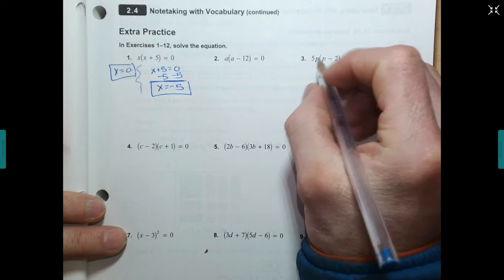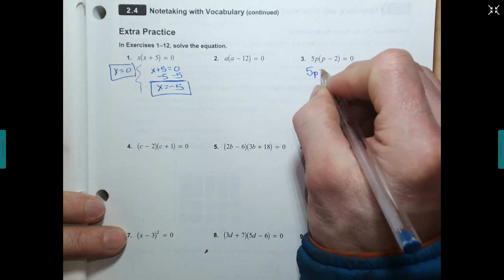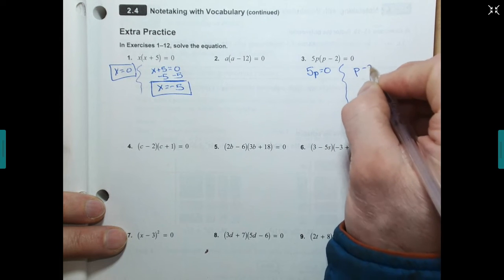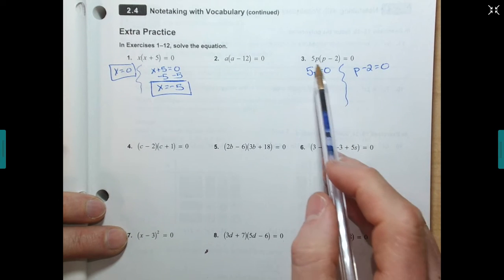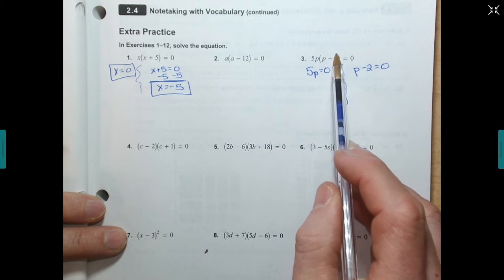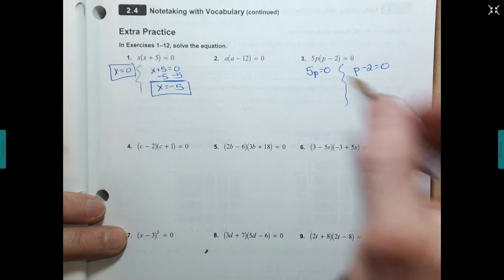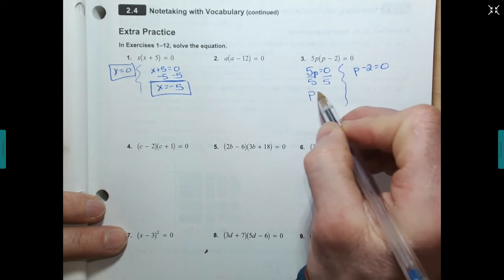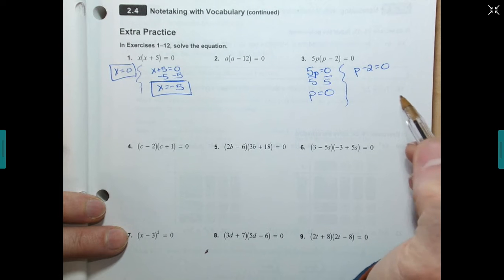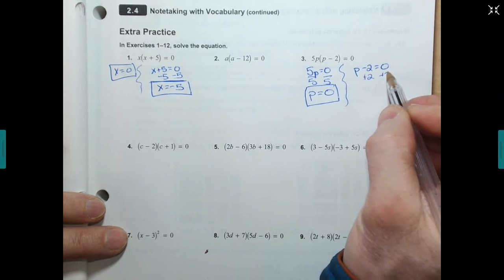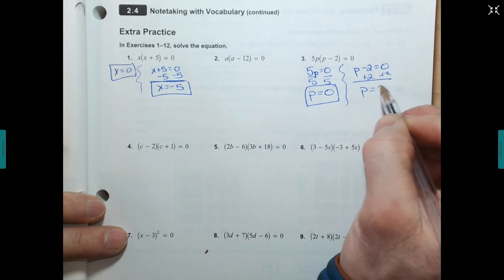Well, how about this one? Split it into two equations. 5p equals 0 and p minus 2 equals 0. So you see I'm splitting it right here. One group sits here, the other goes here. Divide by 5, so I get p equals 0. And then I have plus 2. I have p equals 2.